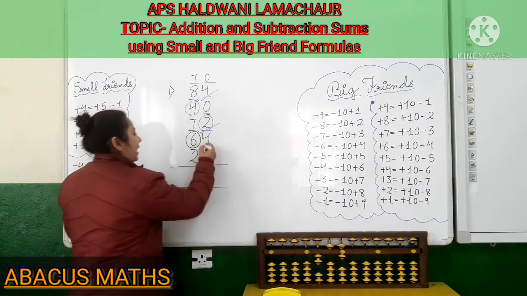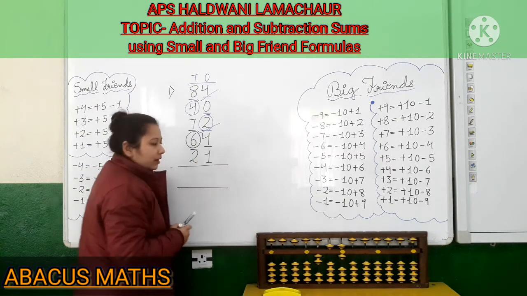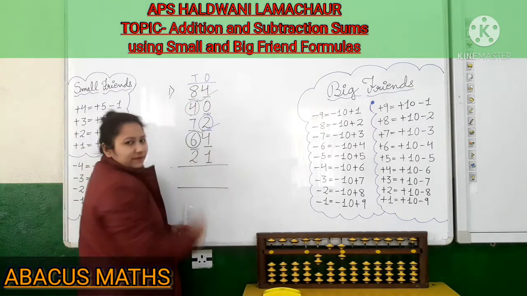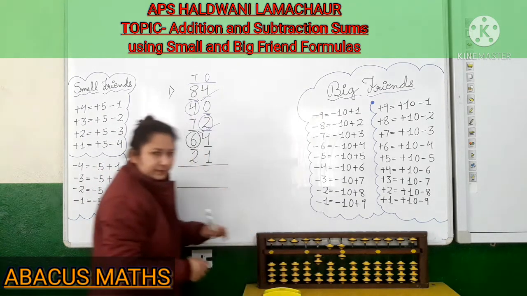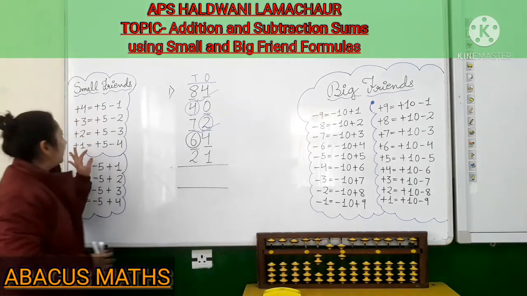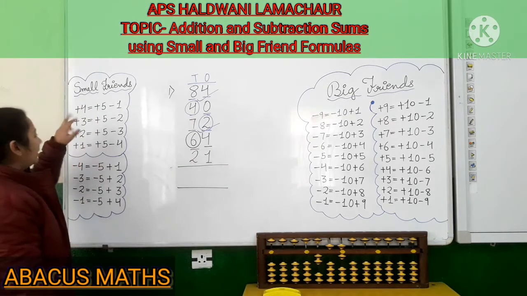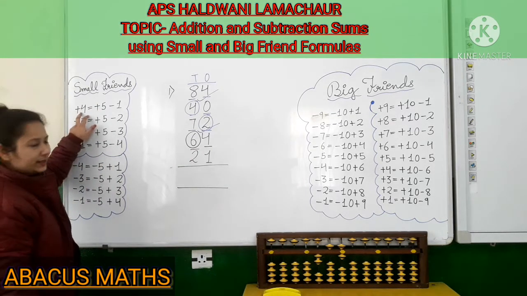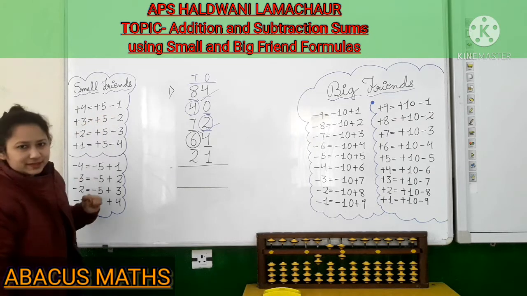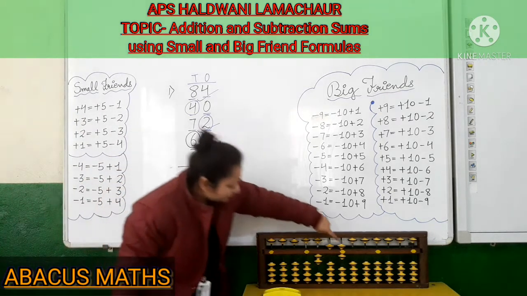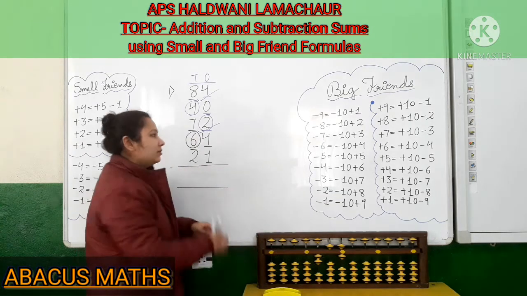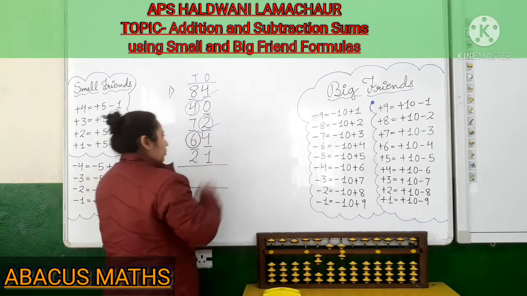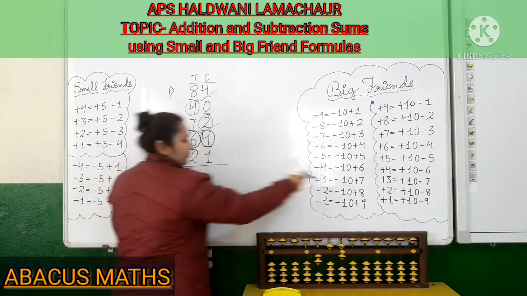Now next add this 4. Now 4 you have to add in 1's rod. Now you can see kids that only 3 beads are there. Now for adding 4 take the help of small friend formula. Now for adding 4 the formula is plus 5 minus 1. Now plus 5, see you can't do plus 5 because 5 is already added. So for adding 4 we will go for the big friends.